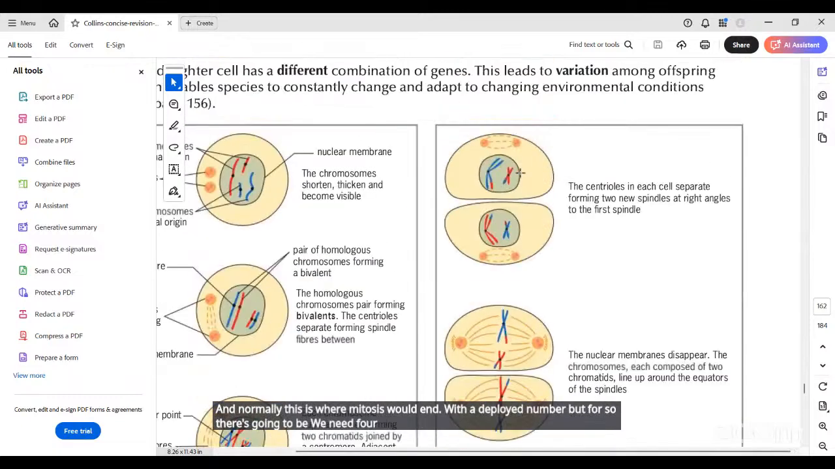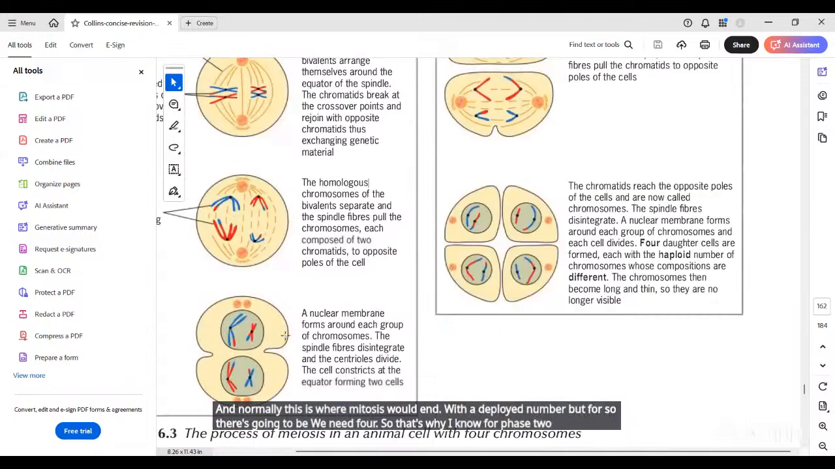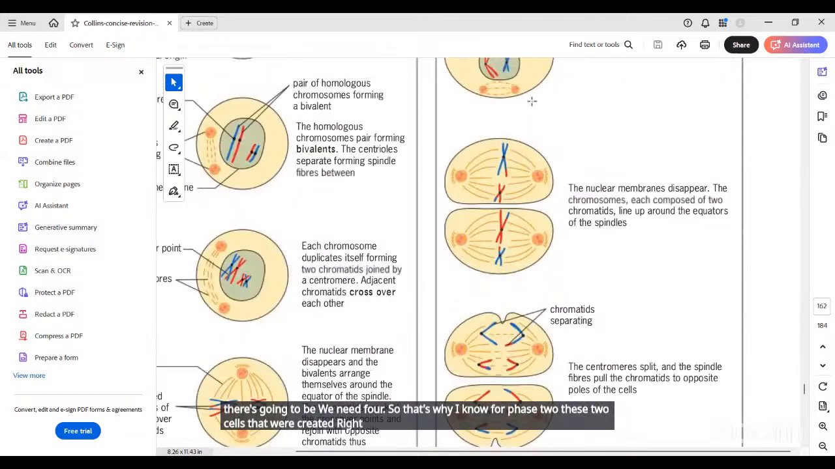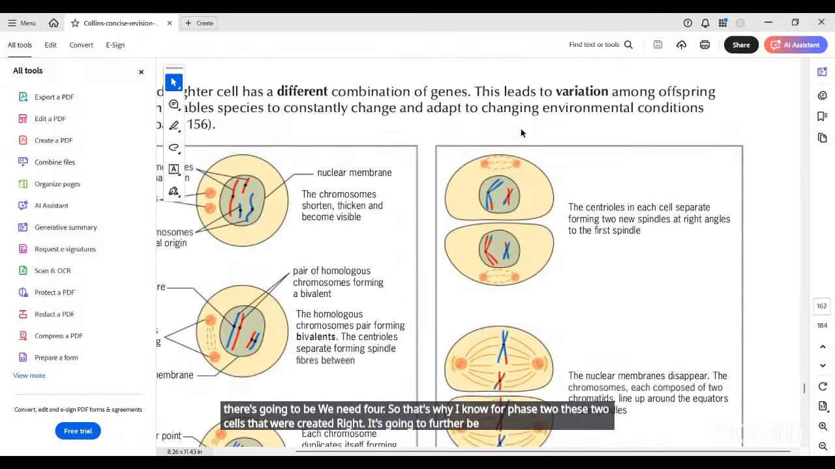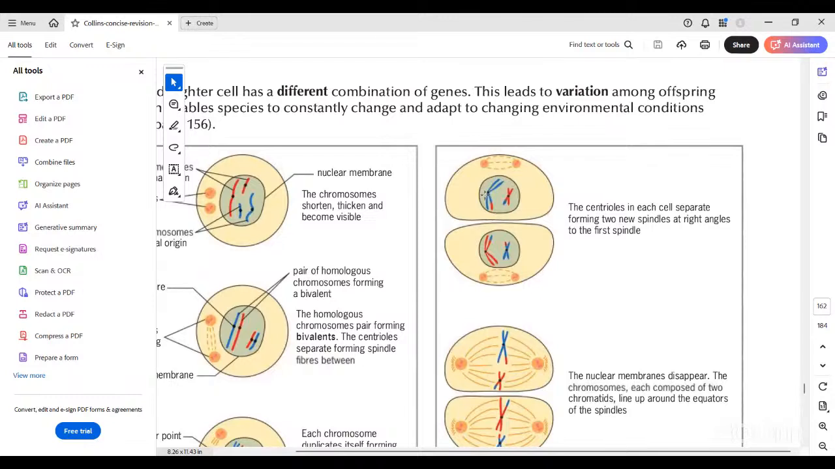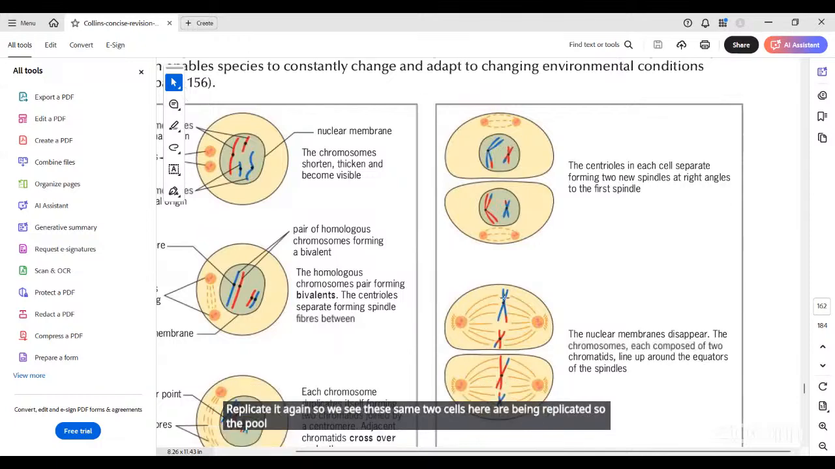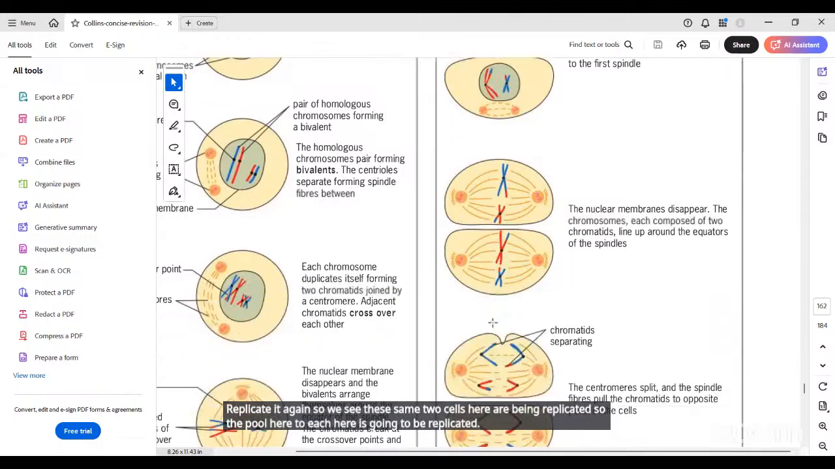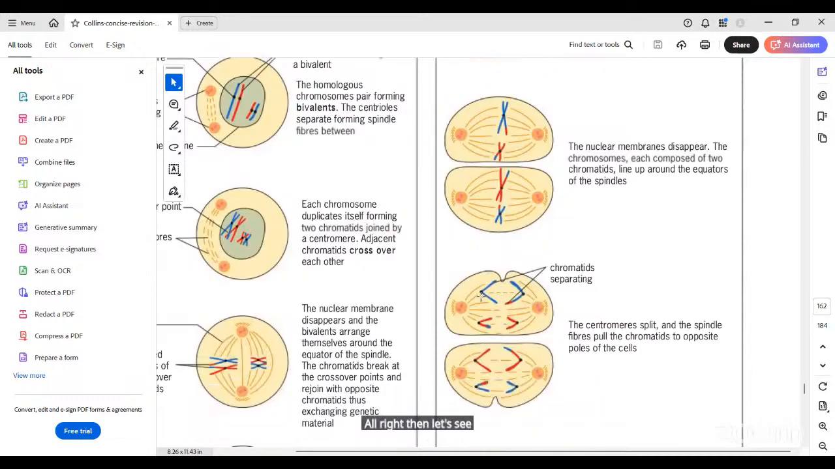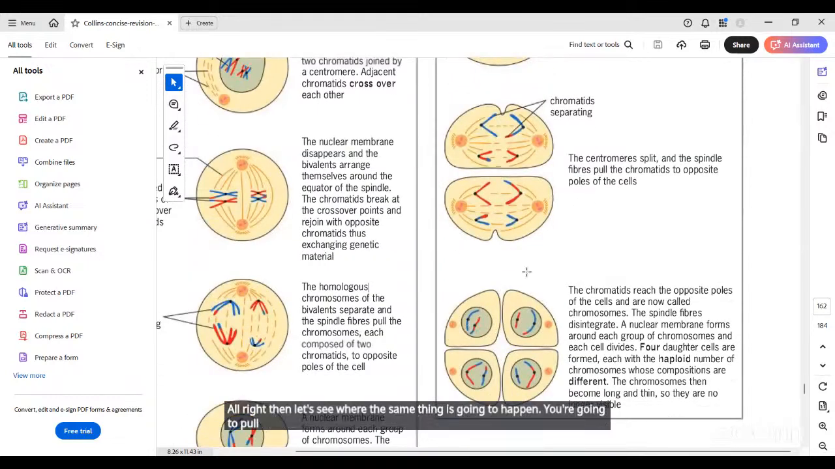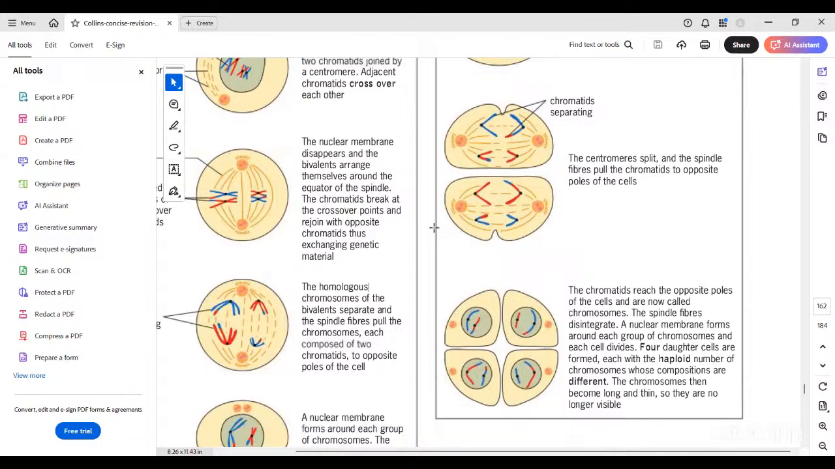So that's why for phase 2, these 2 cells that were created here are going to be replicated again. We see these same 2 cells being replicated. So the 2 here, 2 each here, are going to be replicated. And we're going to see the same thing happen. You're going to pull it apart, and it's going to form 4 daughter cells, which is a haploid number. Okay, sir. Thank you.